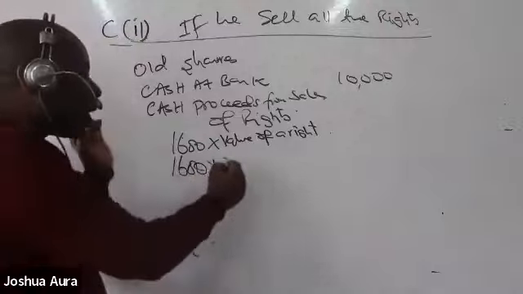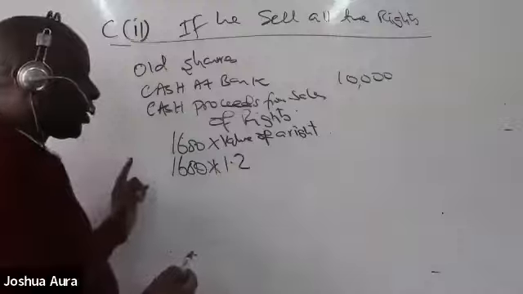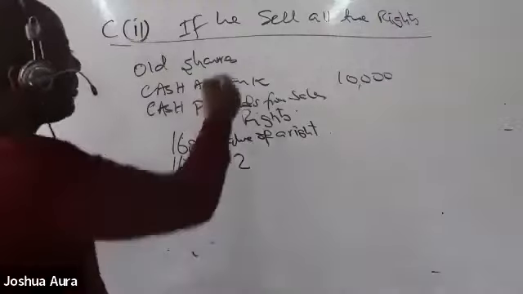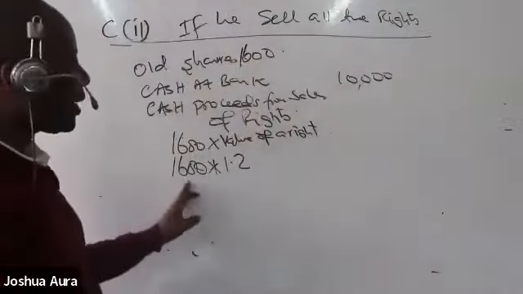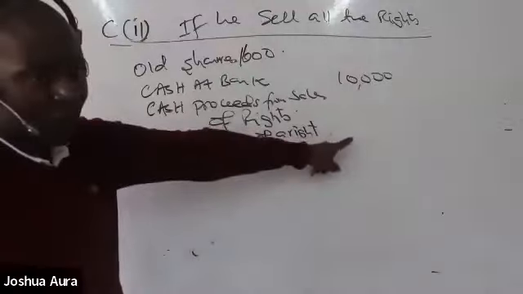You take 1,600 times value of a right. Do you remember value of right which calculated in part 1, which was 1.2? So just you take 1,600, the same case here with 1,600. If you want to master this thing, 1,600, 1,600. So 1,600 times 1.2 gives me how much? Somebody give me this figure.